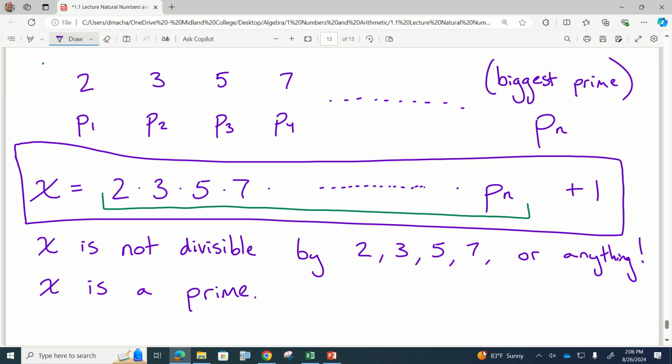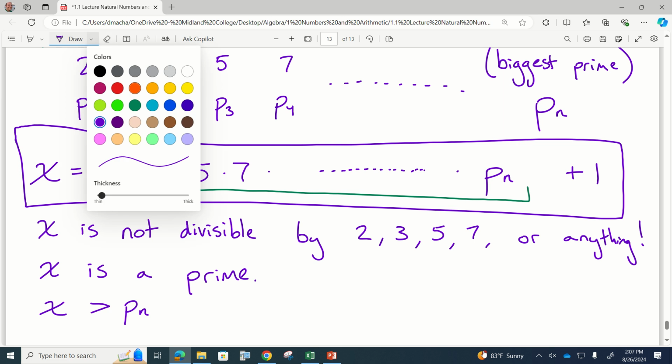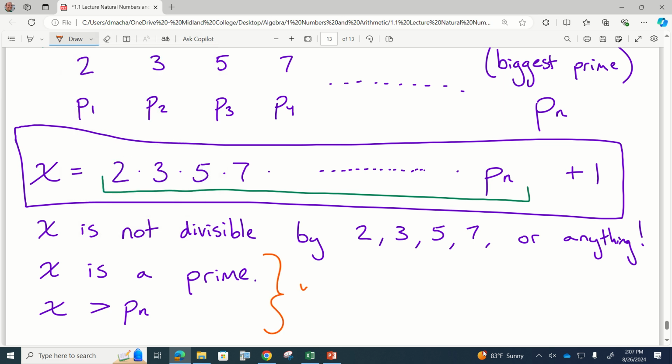We also know that x is greater than the biggest prime. Because we've got 2 times a whole bunch of other stuff, times the biggest prime, plus 1. I mean, x is definitely larger than the biggest prime. So what we know so far, Pn is the biggest prime number. x is a prime number, and x is bigger than the biggest prime number. That's what we call a contradiction. So at this point in our proof, we say, we have found a contradiction.